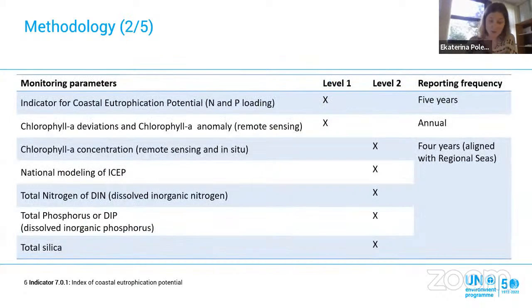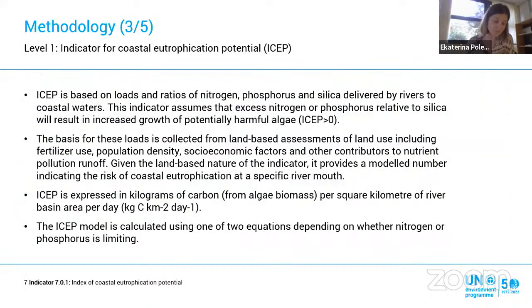Level 1 or global indicators are characterized by the indicator for coastal eutrophication potential, Chlorophyll-a deviation, and Chlorophyll-a anomalies. Level 2 or national indicators include Chlorophyll-a concentration, national modeling on coastal eutrophication potential, and in situ concentration of nitrogen, phosphate, and silica. Next slide, please.